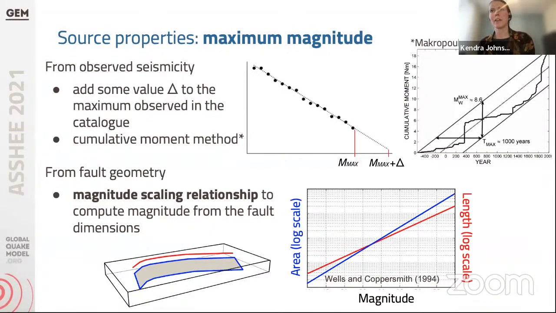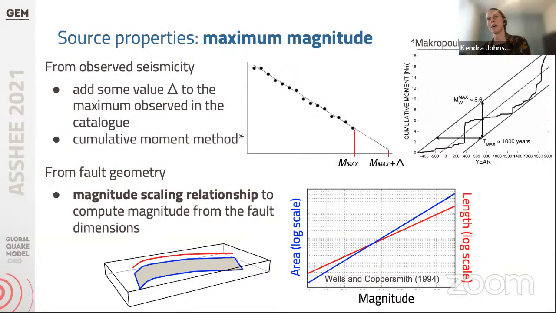So three of the methods are shown here. One, coming just from observed seismicity, the one shown on the top left, is simply to add a delta value to the maximum observed in the catalog. The second, shown on the top right here, is the cumulative moment method.